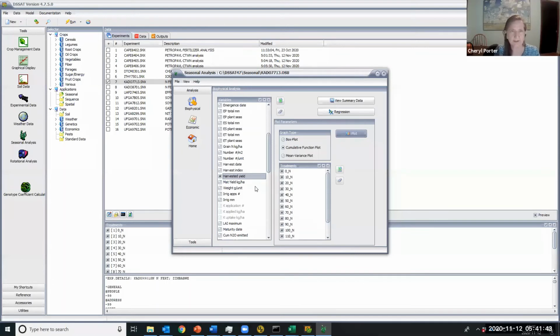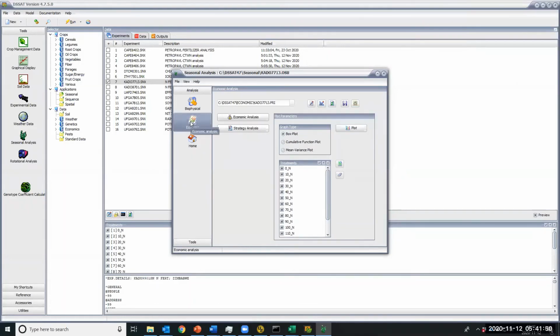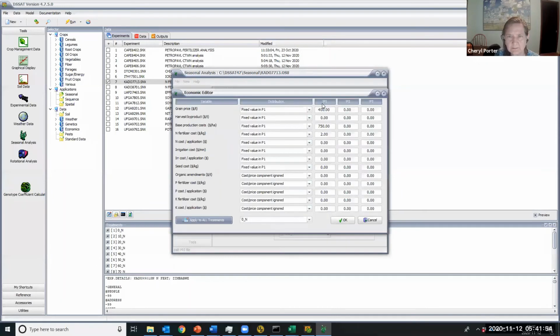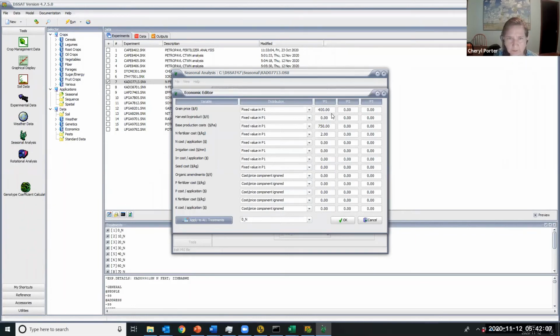Okay, now I'm going to go back and look at the economics. And again, let's look at the price file. So this is exactly the same prices that I used on the 1-year analysis. I'm using exactly the same grain price and the same cost of production.